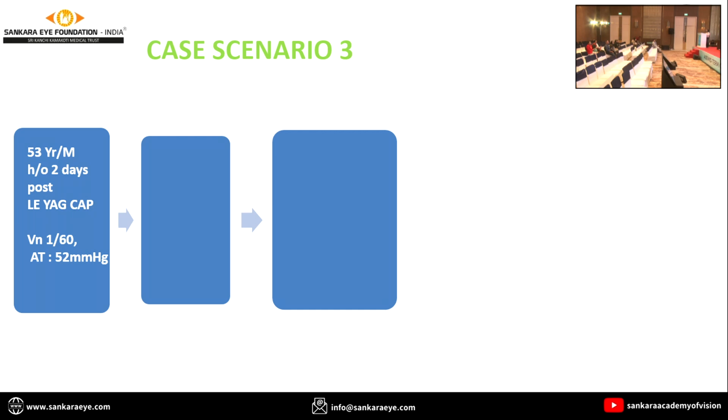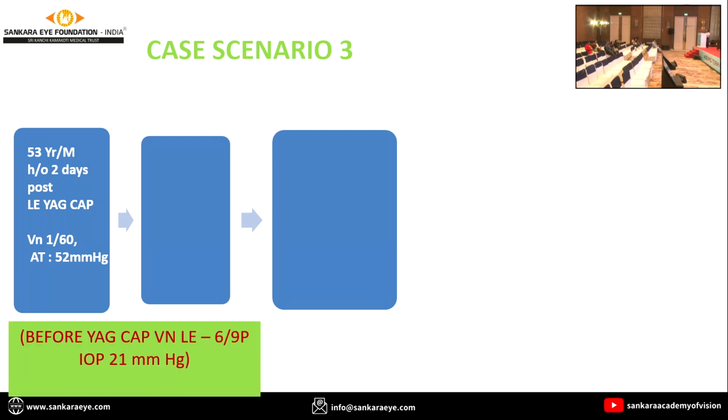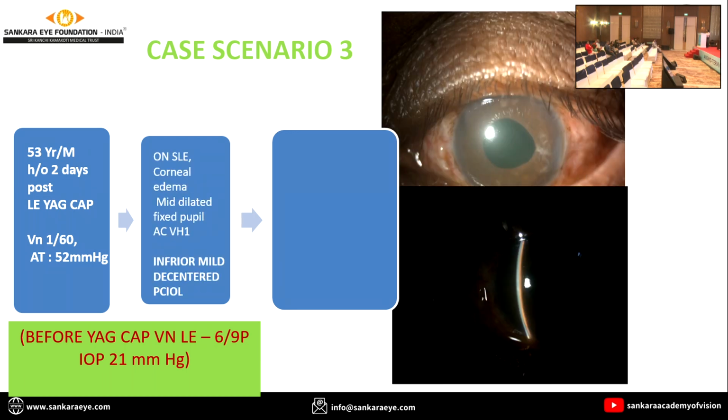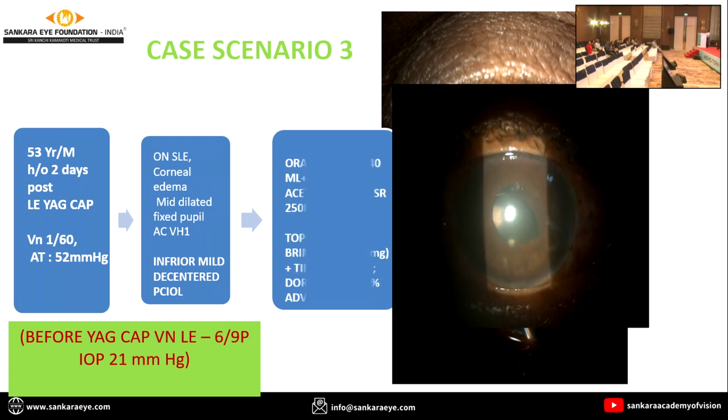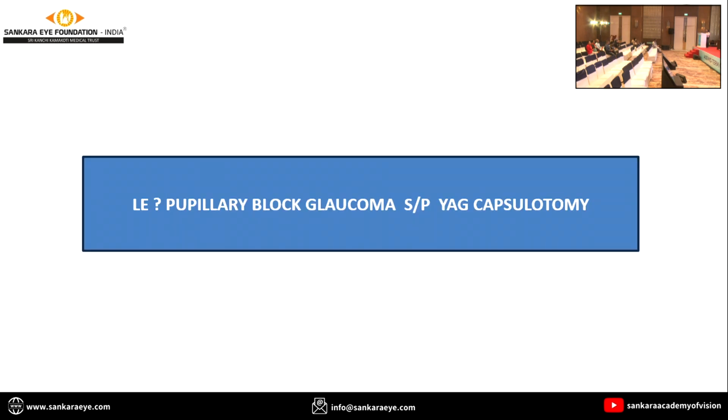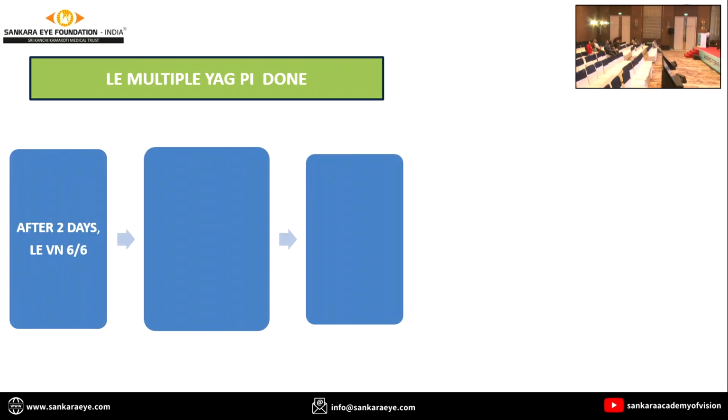A 53-year-old male, history of 2 days post left YAG capsulotomy. Vision became 1/60, IOP was 52 millimeter of mercury. Before YAG capsulotomy, vision was 6/9, IOP was 21 millimeter of mercury. On slit lamp examination, corneal edema, mid-dilated fixed pupil. AC was very shallow, and the patient had an inferior mildly decentered PCIOL. We gave oral glycerol, acetazolamide, and topical AGM. Then we diagnosed pupillary block glaucoma status post YAG capsulotomy. So we did left YAG, multiple YAG PI was done.